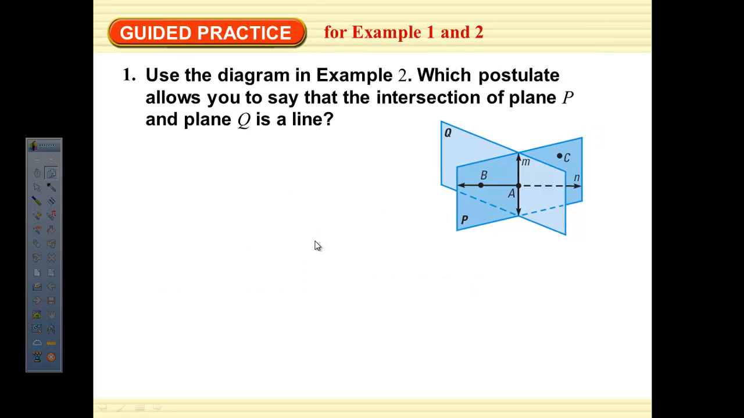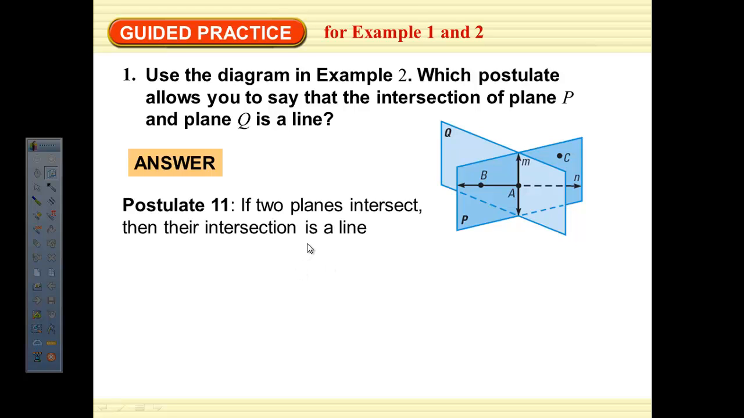And for this last one, we want to look at postulates, and the one that allows us to state that the intersection of plane P and Q is a line. Well, that's the last one. The last postulate tells us if two planes intersect, then their intersection is a line. And that's postulate 11.